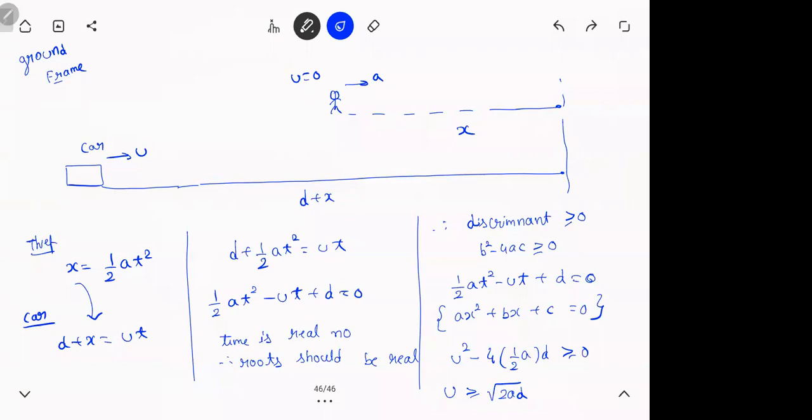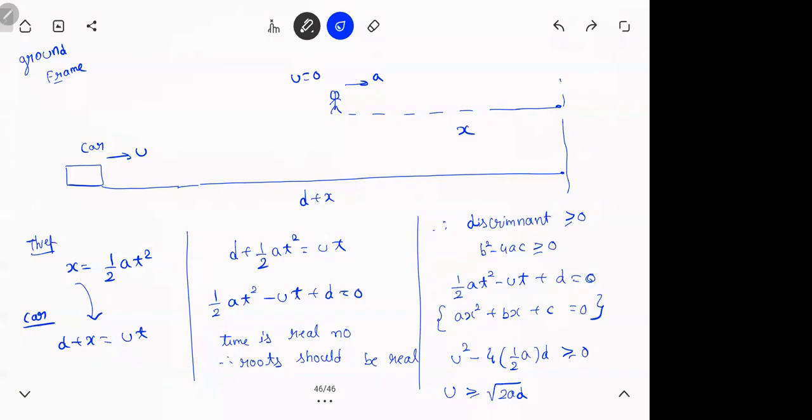That's your answer. So the car should go with speed greater than or equal to root 2AD. If you go with exactly root 2AD, you will just catch the thief. Just catch the thief, meaning one more millisecond and the thief will just go off. If you go with greater than root 2AD, you can definitely catch him. He'll be beside you for some time.